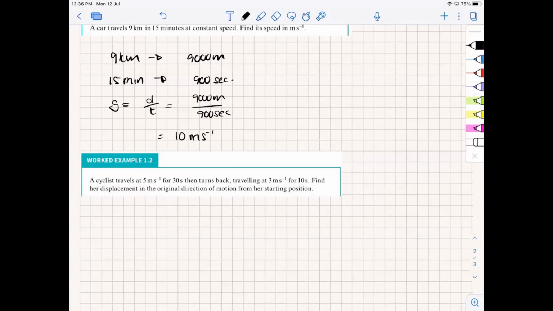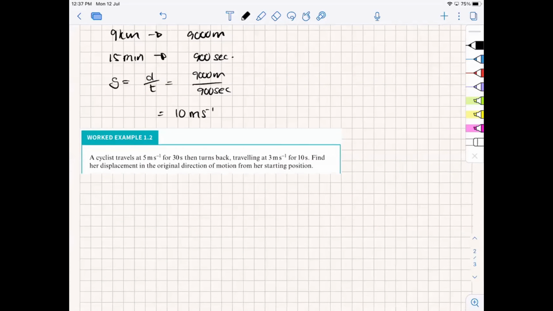A cyclist, okay, this is where the questions can start getting a little bit tricky, so you just have to be a little bit careful. A cyclist travels at 5 meters per second for 30 seconds, then turns back, traveling at 3 meters per second for 10 seconds. Find her displacement in the original direction of motion from her starting position. So we have 2 displacements that we need to work out and combine.